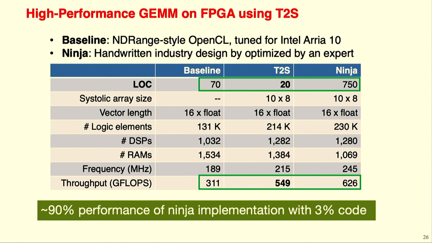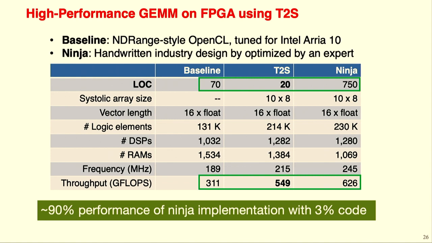This is for the GEMM kernel, the matrix multiply. We compare with the GEMM kernel released by Intel, the OpenCL compiler. So that's our baseline, right? That's like 70 lines of code. We also compare with the Ninja design, which is created by an expert who spent 18 months just optimizing this kernel to get the highest performance, to get the sort of peak performance on this specific Intel Arria 10 FPGA.